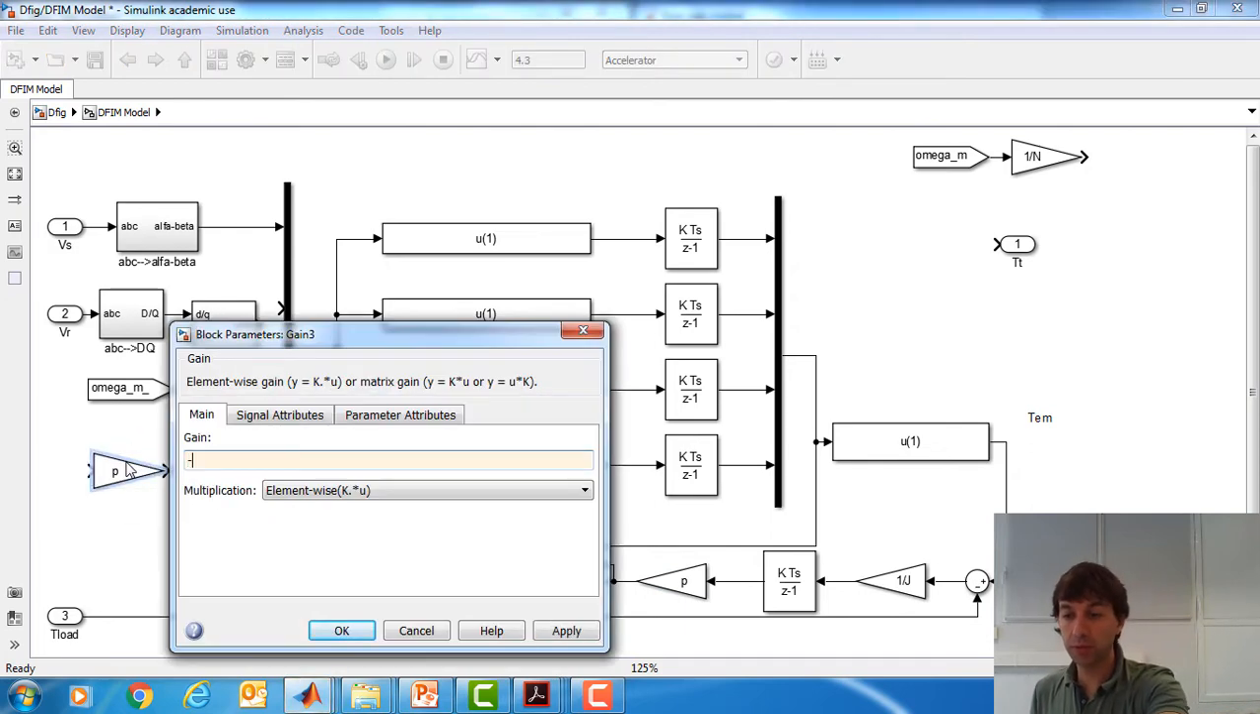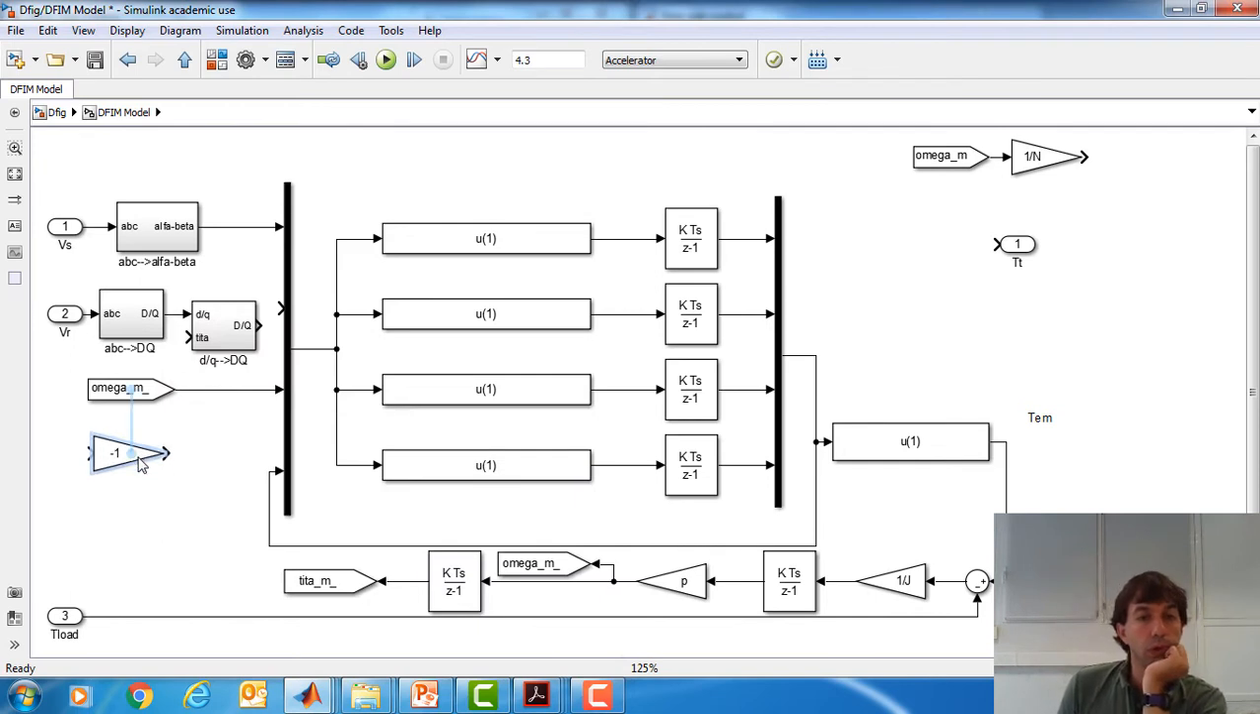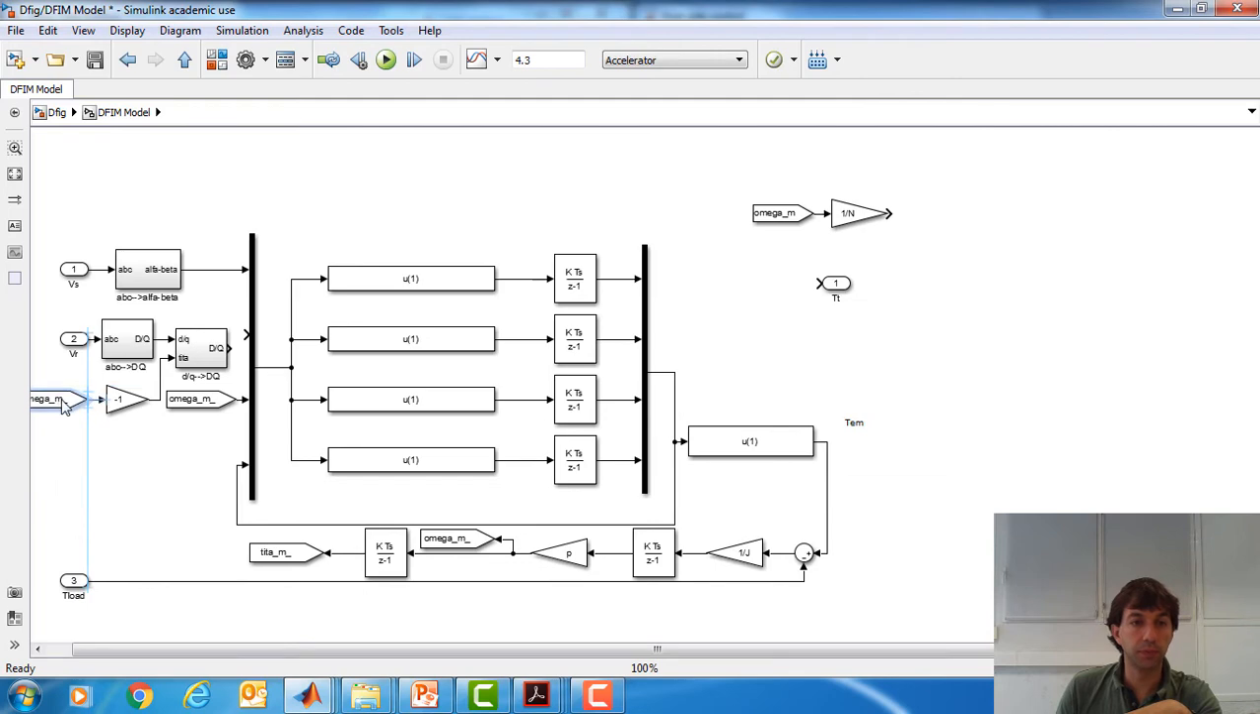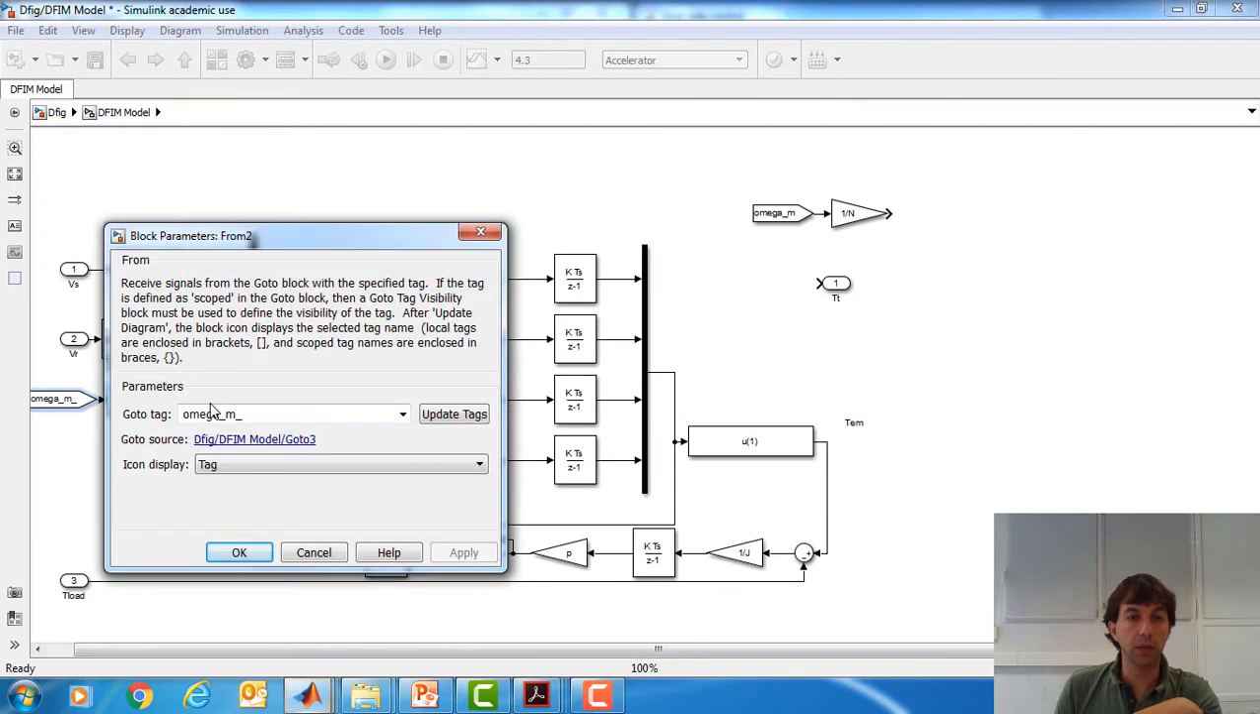This is -1. Let's make some space here. Let's put it there. And then we need an angle theta m. So we need this go to. Let's rotate it. No. We need space. And this will be theta m.